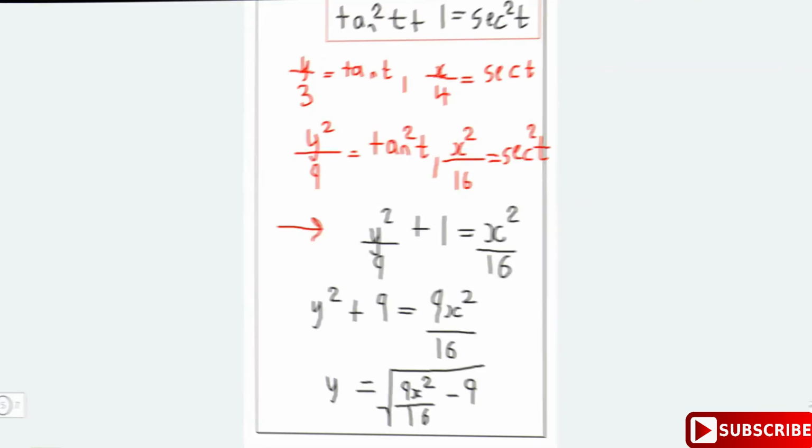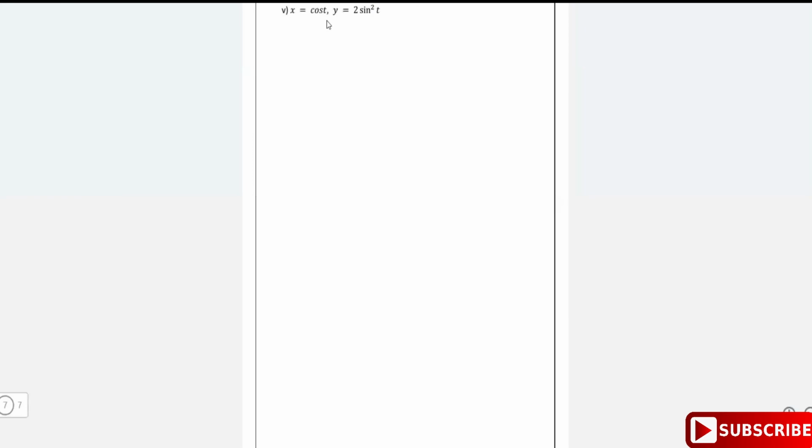Let's look at another example. And let us look at this example here now. x is equal to cos t and y is equal to 2 sine square t. Now, there's an identity that we know in terms of sine and cos. So x is cos t and y is 2 sine square t. But guess what? We can rewrite y then as sine square t. Sine square t is 1 minus cos square t. So y is 2 times 1 minus cos square t.